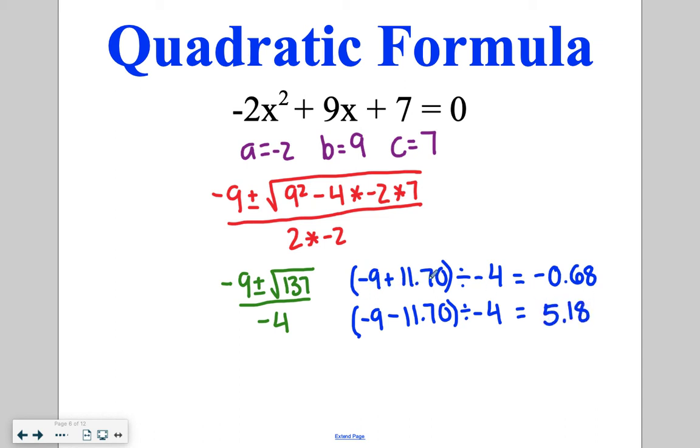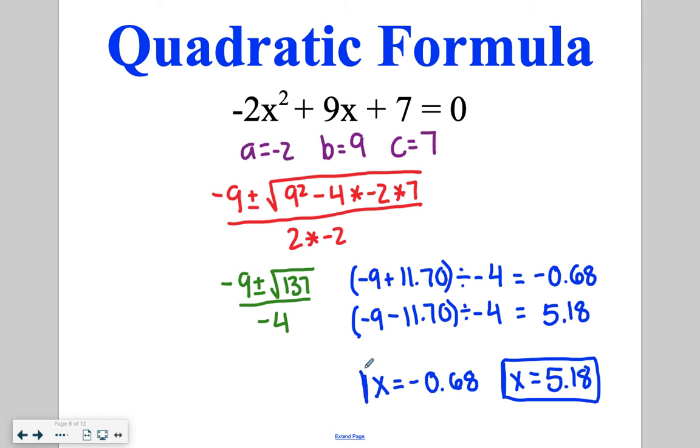Again, when you type this part in, it is critical that you have that parentheses around that numerator part so that your calculator follows PEMDAS correctly. So our answers are x is equal to negative 0.68 and x is equal to 5.18 after you have done your quadratic formula to solve.